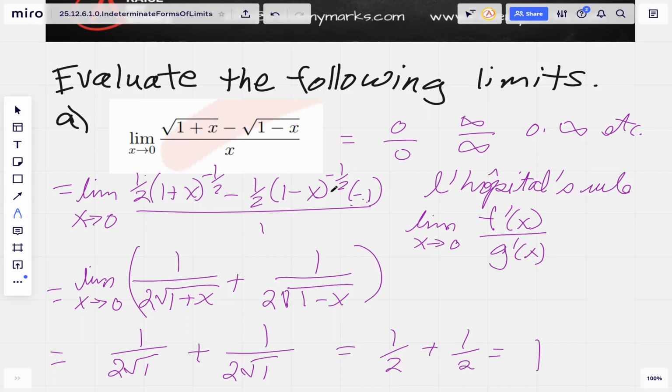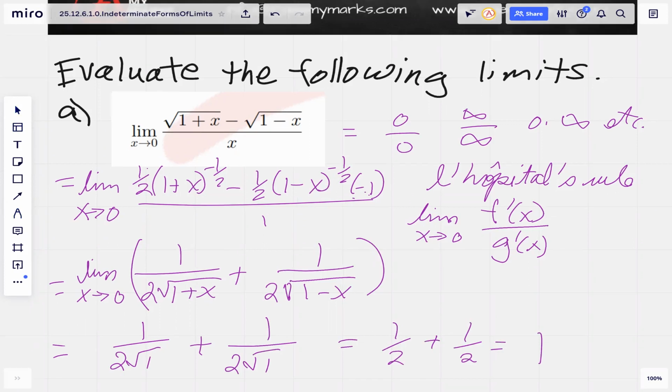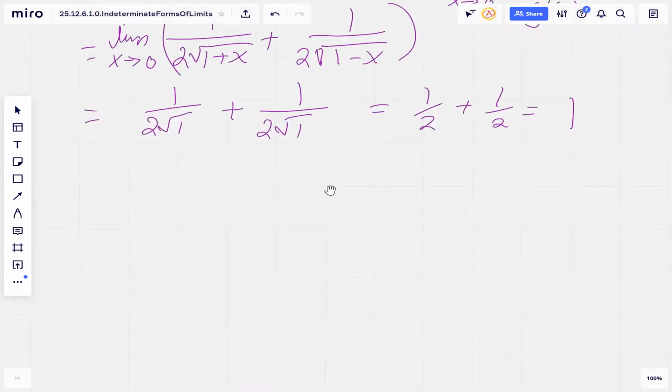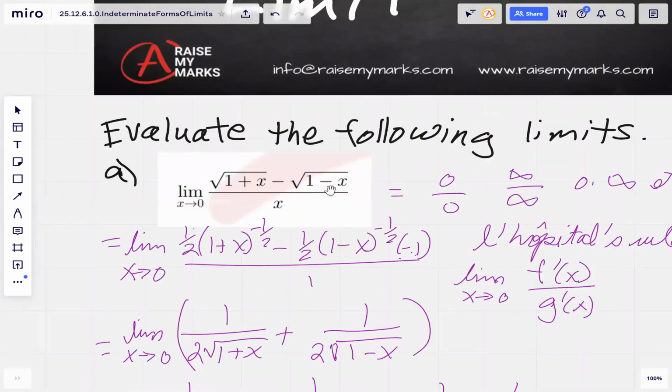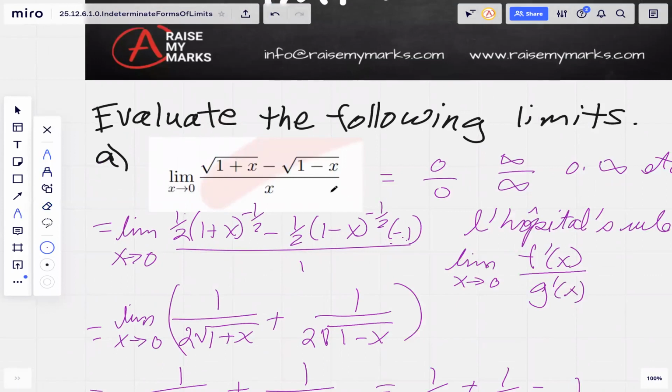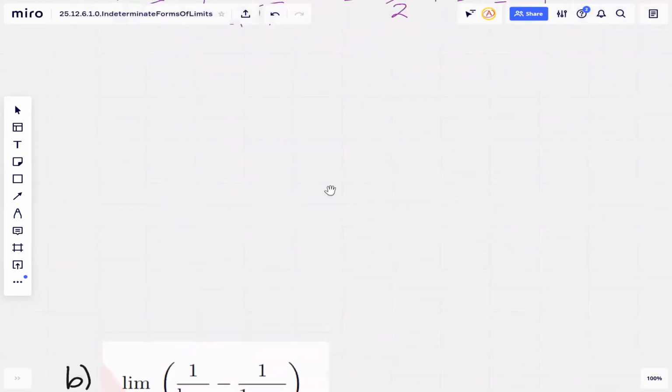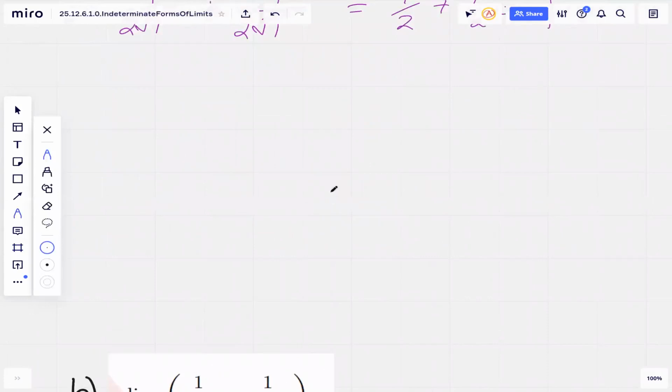So L'Hopital's rule works. However, in this particular case, it looks like we can also rationalize the numerator. So why don't we try that? We have space. So let's call this technique 1 in this particular situation. Now let's do it again. Below, let's choose another color. Let's use blue, say. And we're going to do the limit again.